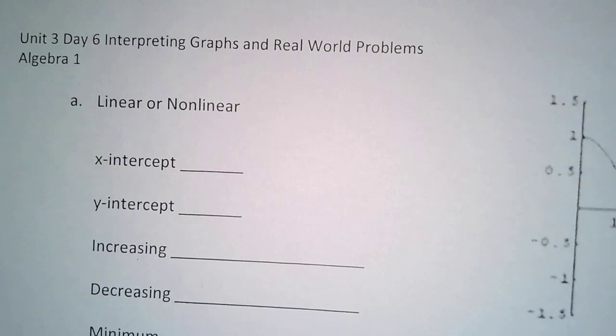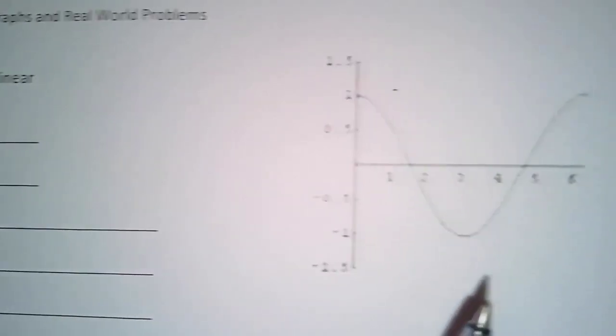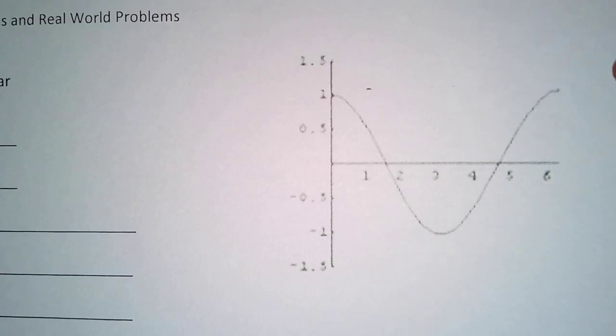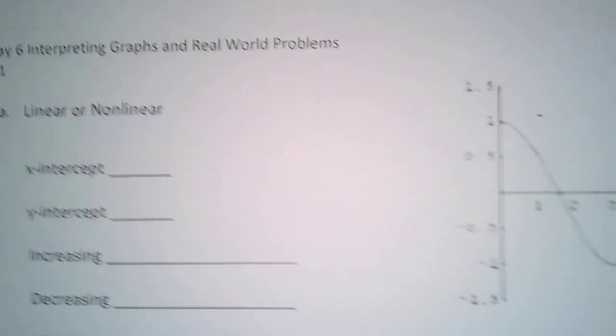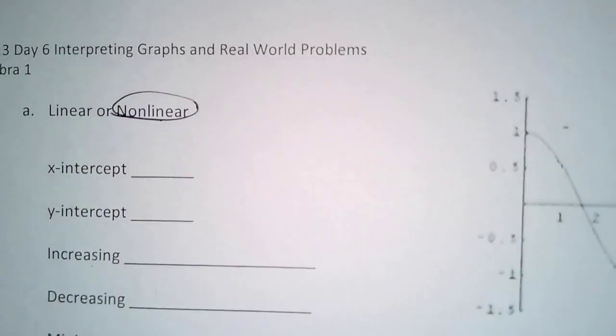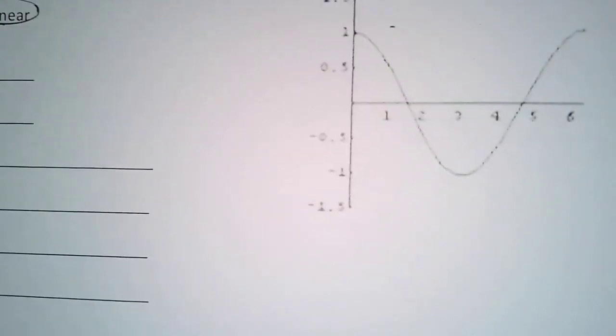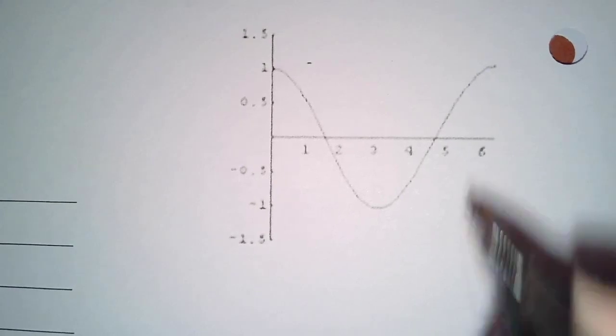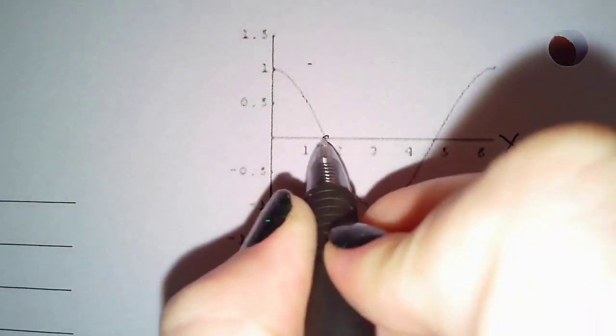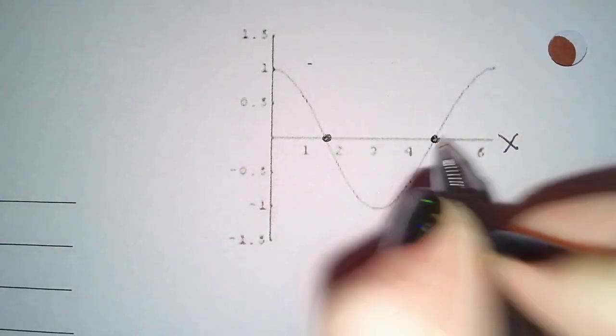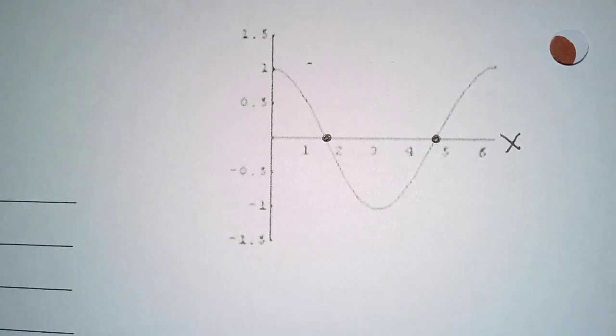So the second page, again, we're looking at this shape and we're deciding, is this linear or nonlinear? Is it a straight line? No, so nonlinear. X-intercept. How many times does it cross the x-axis? Good. Here's our x-axis. It crosses here and here. We don't have those on perfect crosshairs, so we just have to estimate those numbers.